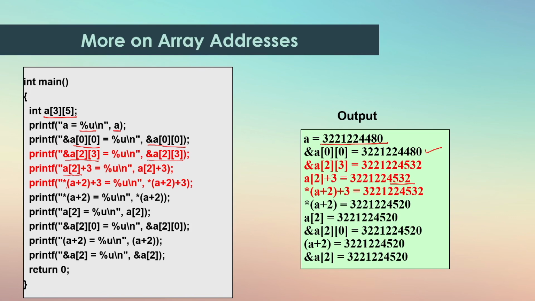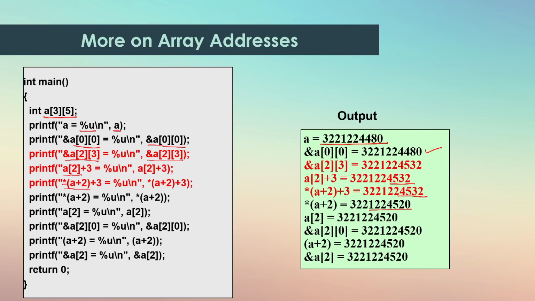Also, we can make use of another notation using the pointer, where star will be the pointer operator, which will denote the address of that particular element. So, A plus 2, that is base address plus 2, whose address we are finding out, and then we are adding 3 with that, will again be the same address value.